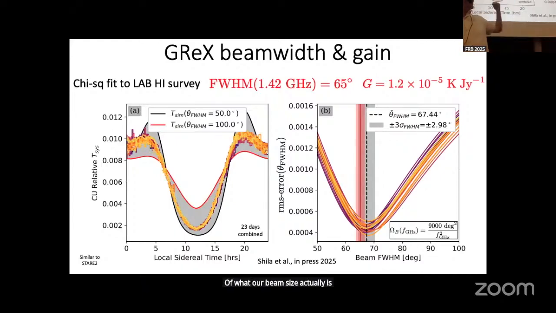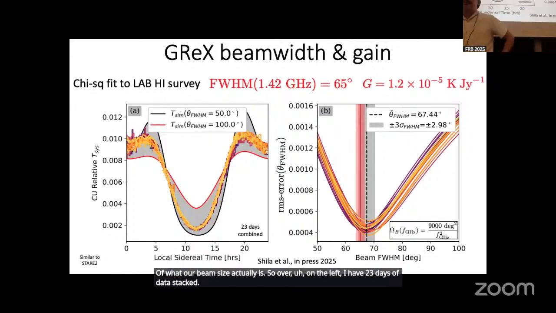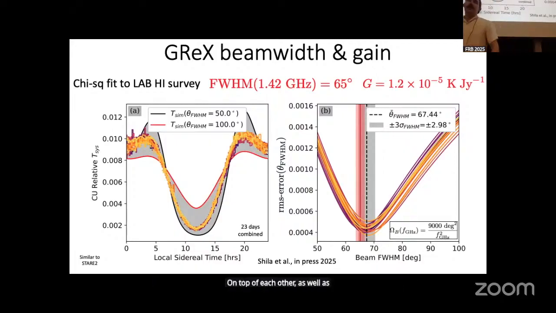So over on the left, I have 23 days of data stacked on top of each other, as well as a range of simulated beams ranging from 50 degrees to 100 degrees full width at half max. And then just the RMS error between each day and each model shows a clear preference for full width at half max of around 65 degrees.